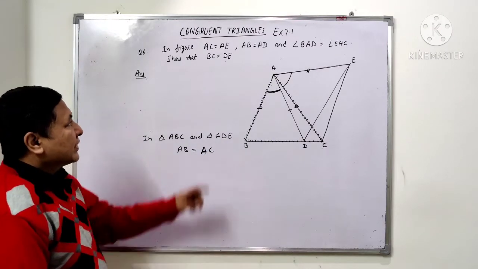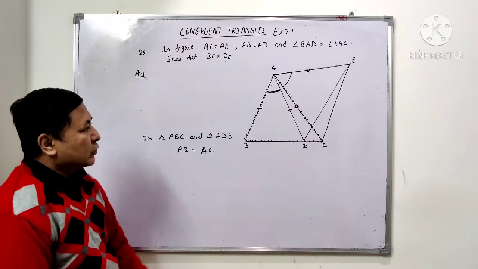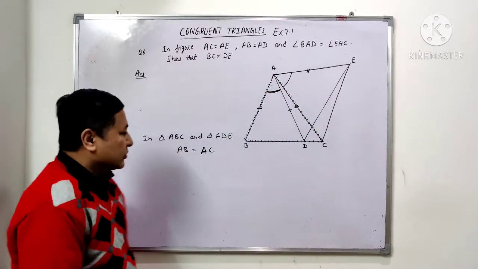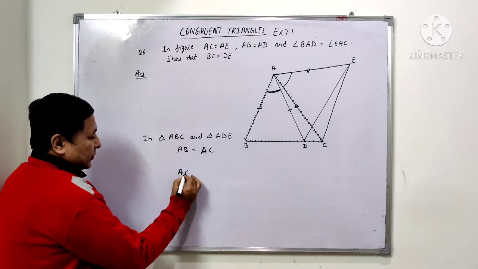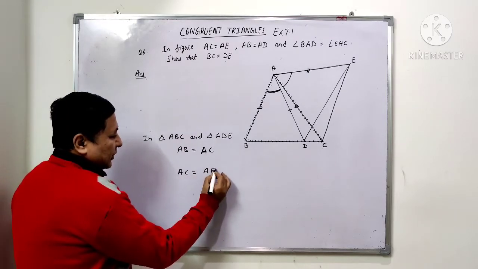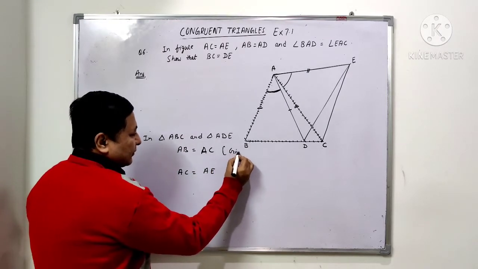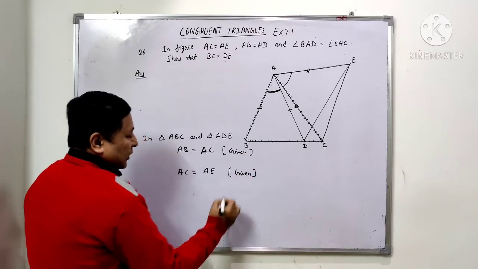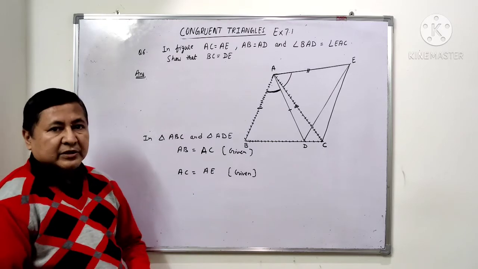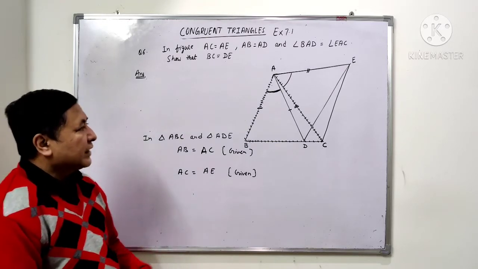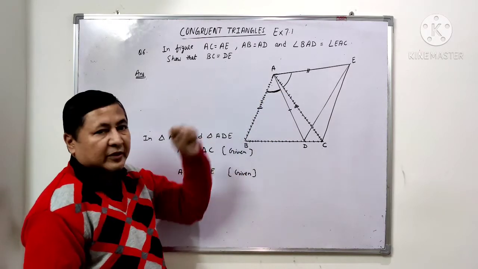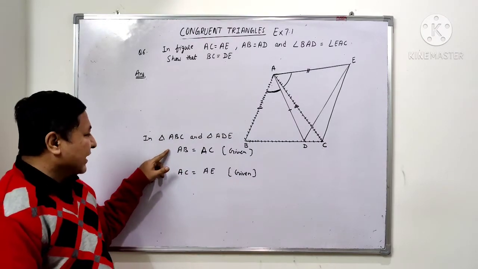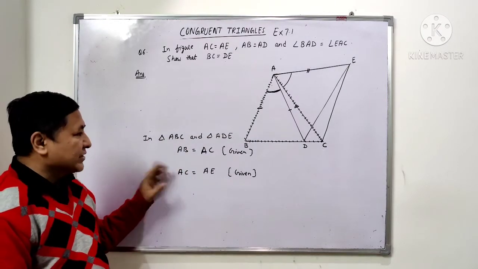Another thing which is given is AC and AE are equal. These sides are also equal. AC is equal to AE. This is given in the question. Now the two sides are given, and now we have to find the included angle. This angle we have to find. If the included angle is equal, then we can prove it by SAS, one angle and then side.